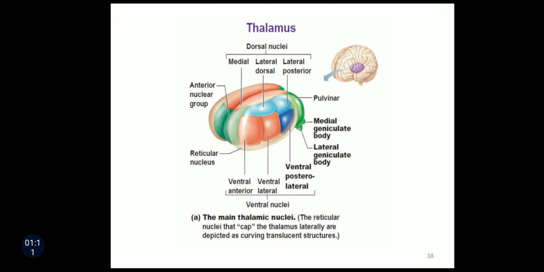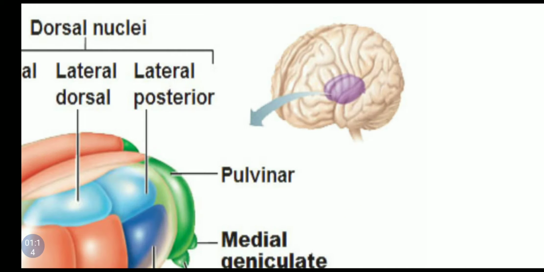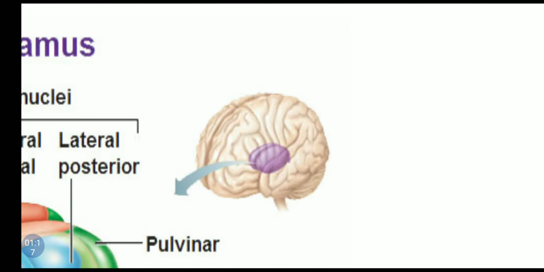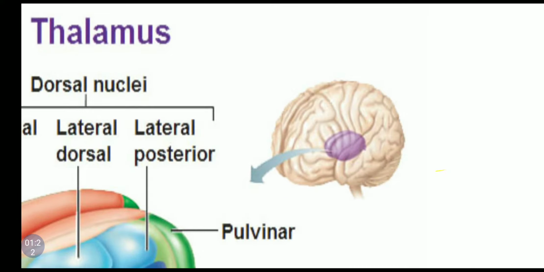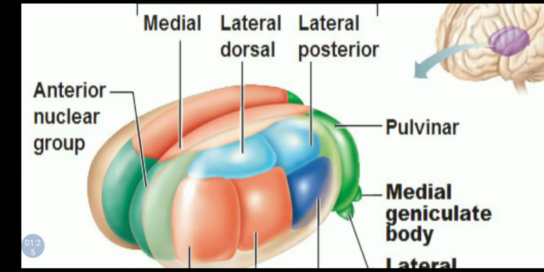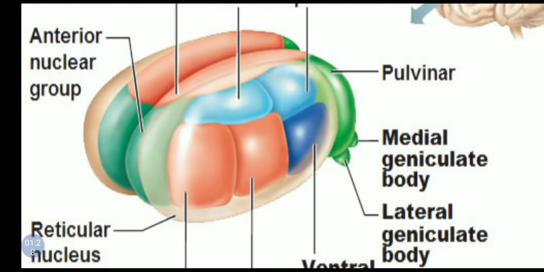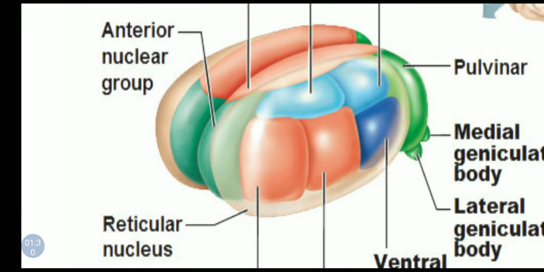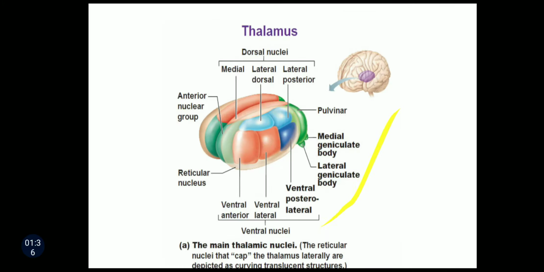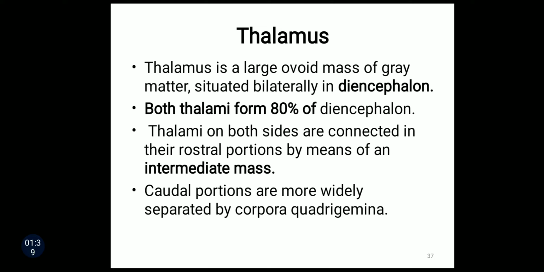Here in this diagram you can see this is the thalamus, this is the cerebral cortex, this is the structure of the brain, and this one is the thalamus. It is situated bilaterally, and this is how it looks. So it has two portions, anterior and posterior. Anteriorly, the rostral portion is joined by the intermediate mass, and posteriorly, the caudal portion is separated.